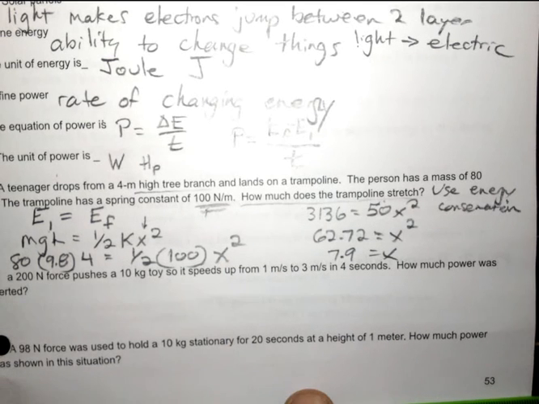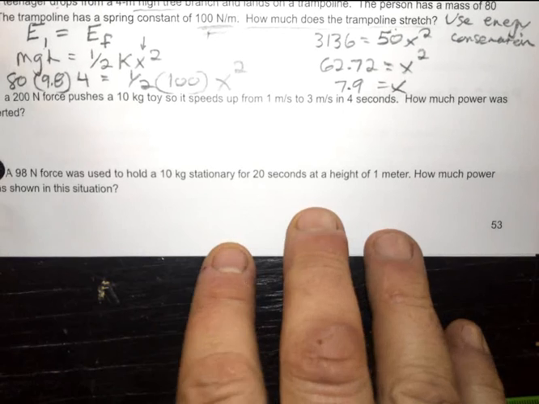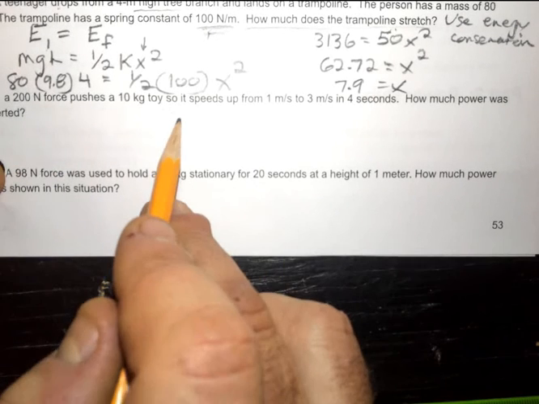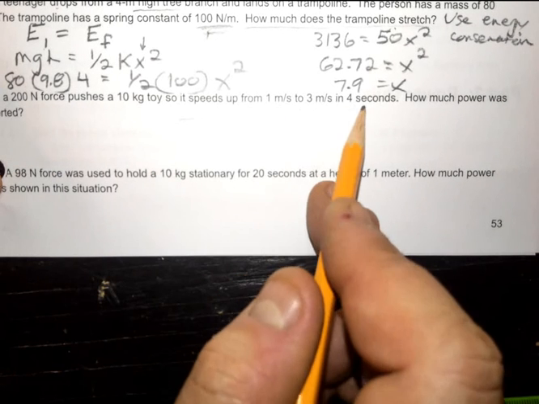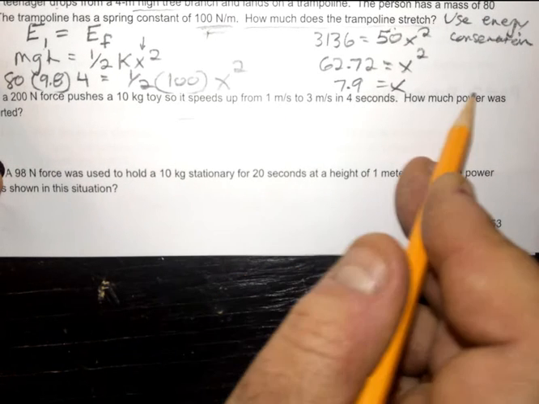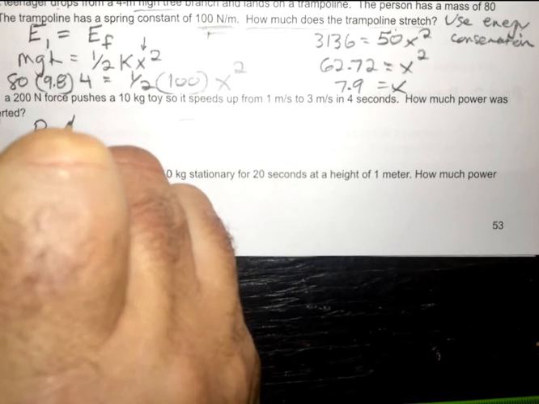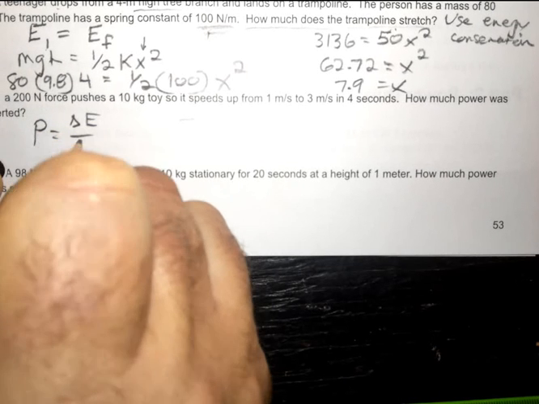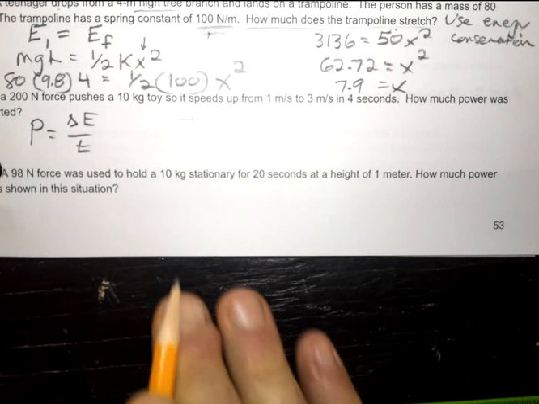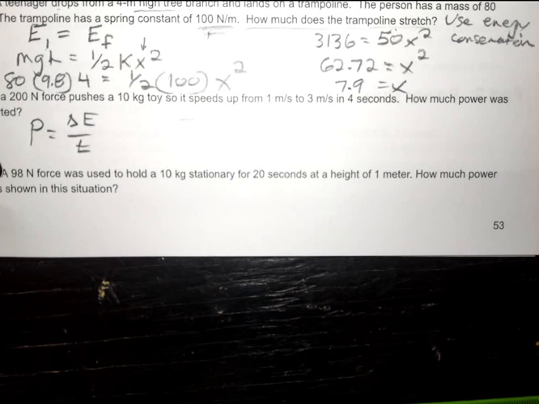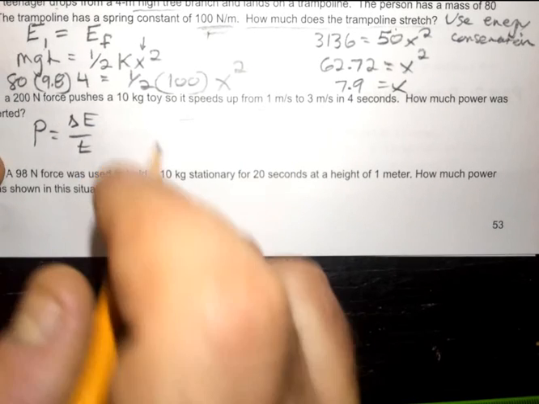Number 12. A 200 Newton force pushes a 10 kilogram toy, so it speeds up from that to that in 4 seconds. How much power was exerted? So the equation for power is the change in energy divided by time. What kind of energy is changing right now? Think about that. We're speeding up. So we are changing kinetic energy.